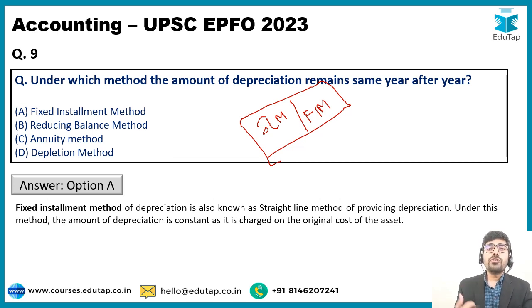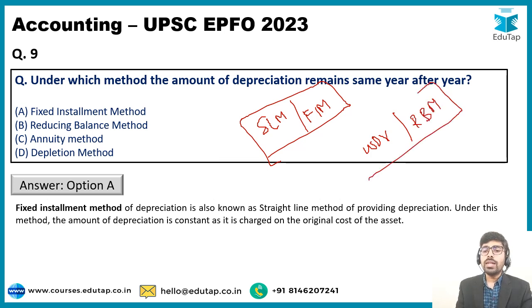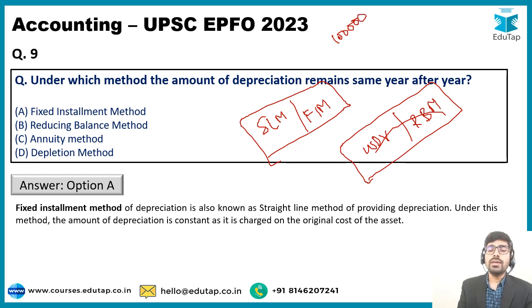We could have also used another very popular method, which is the written down value method or reducing balance method. In this method, a fixed rate of depreciation is decided and every year this rate is applied on the value of the asset. For example, we have purchased an asset for rupees 1 lakh, and 10% is the rate of depreciation. In the first year we write off 10% of 1 lakh, that is 10,000, and the value that remains is 90,000.